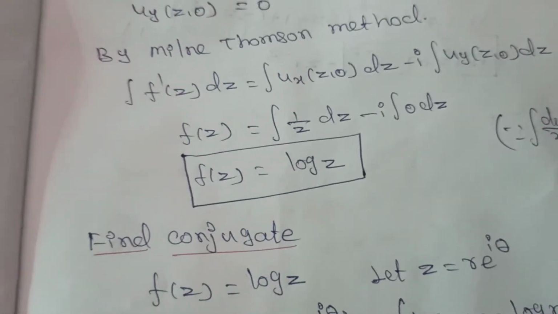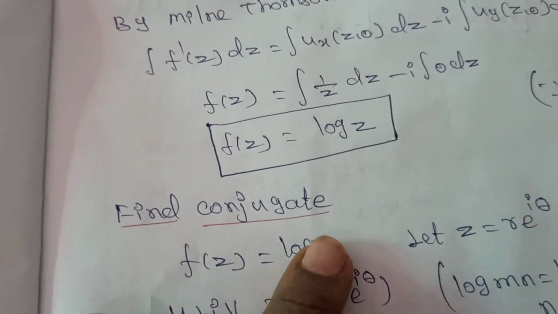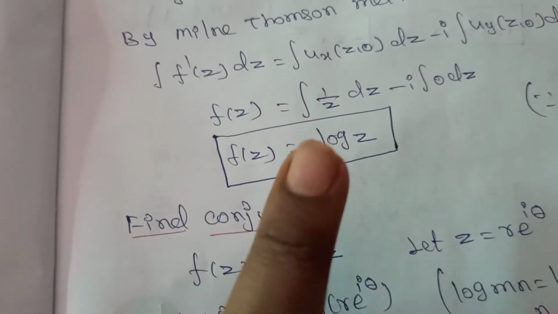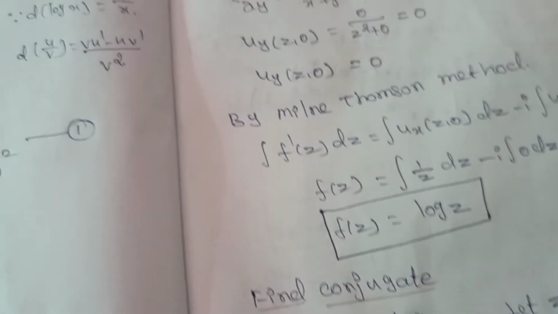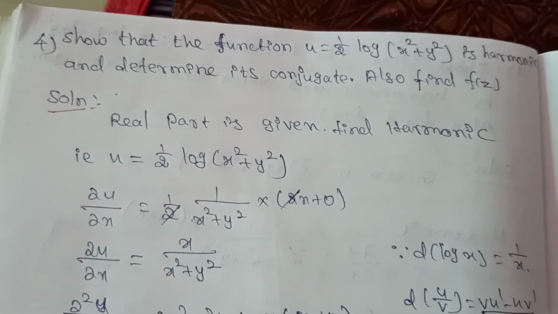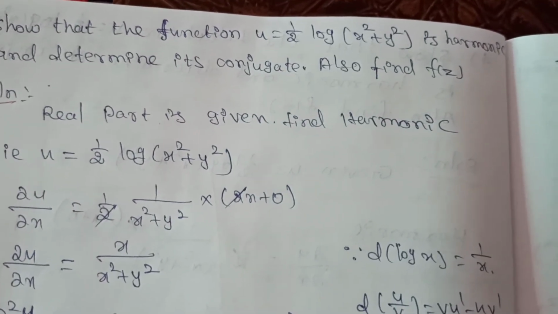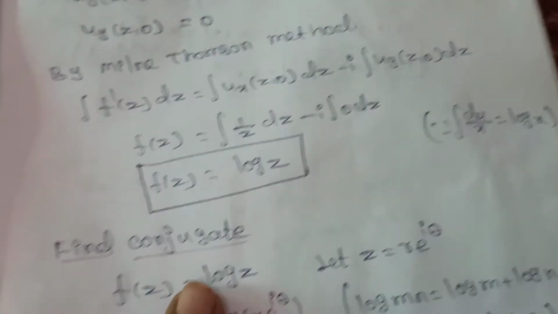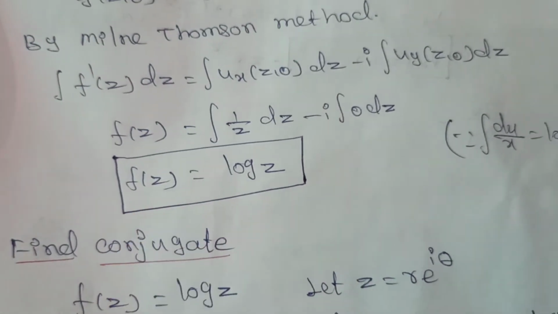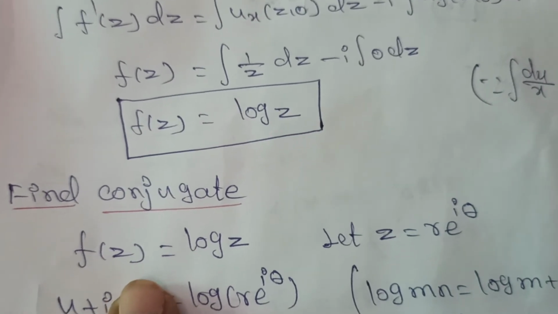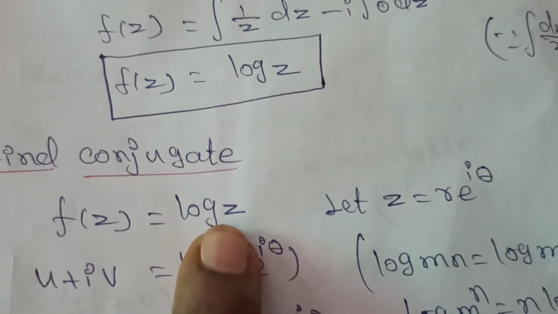And next, find the conjugate. Find the conjugate means we want to find the v value. Why do you want to find the v value? Because in this problem the real part is given. When the real part is given, the conjugate means to find the v value. Okay, so again take the analytic function answer. Again write the analytic function answer: f of z is equal to log z.